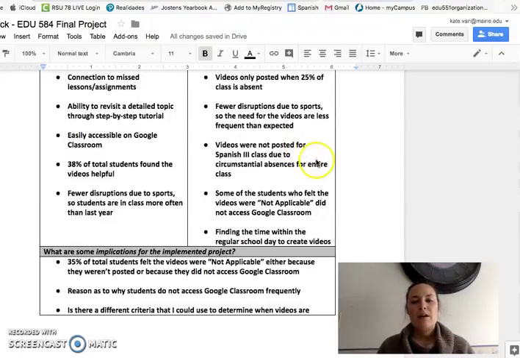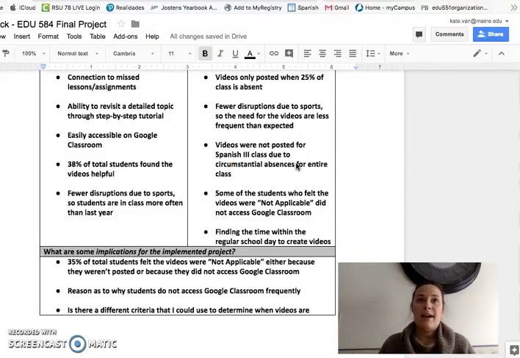As I mentioned before, in the perception data profile and also in the process data profile, the videos weren't posted for Spanish 3, so that was a challenge, and a challenge for both them and me. I think it's a challenge for them because they didn't get a chance to experience the videos until after I had already collected data. So it's not that they weren't beneficial, it's just that they didn't play a part in their class schedule.